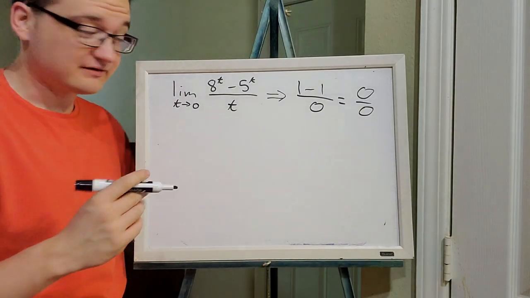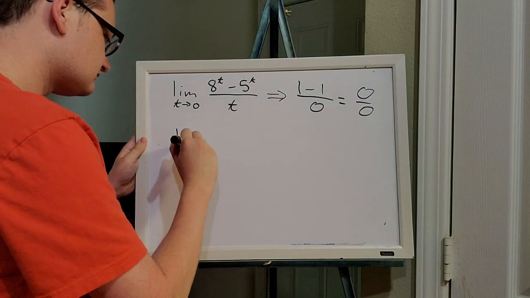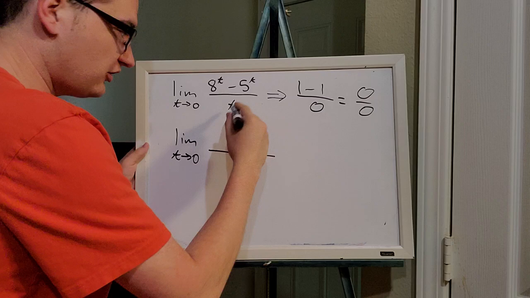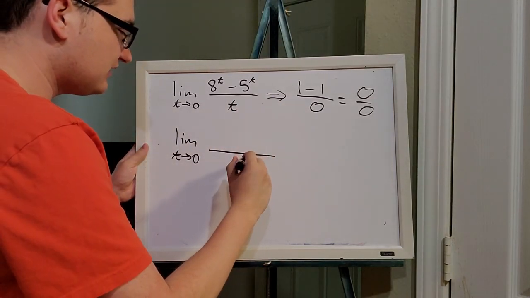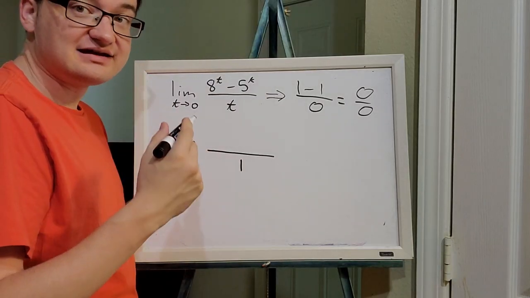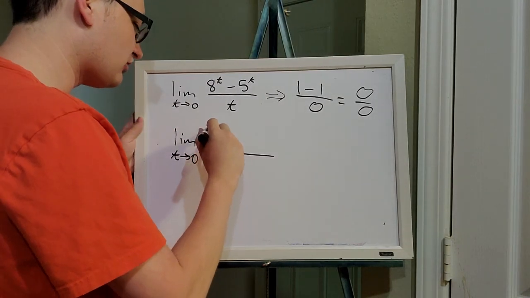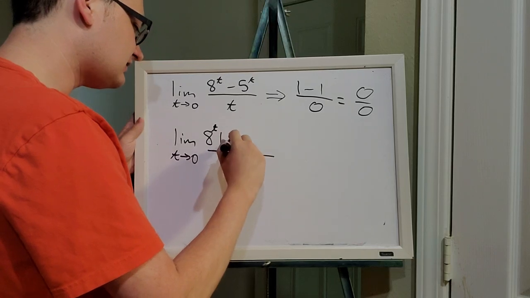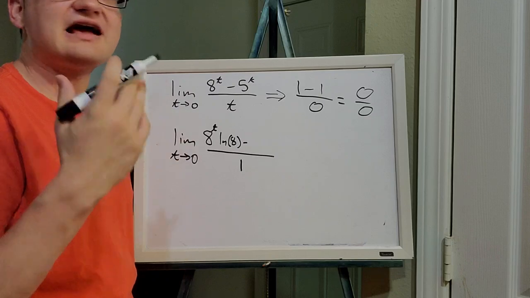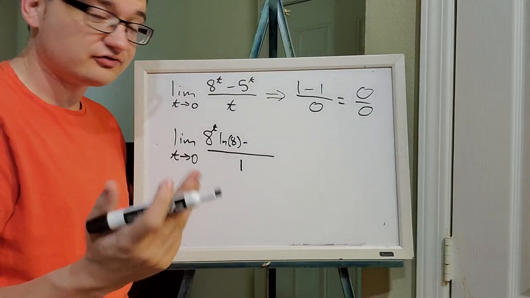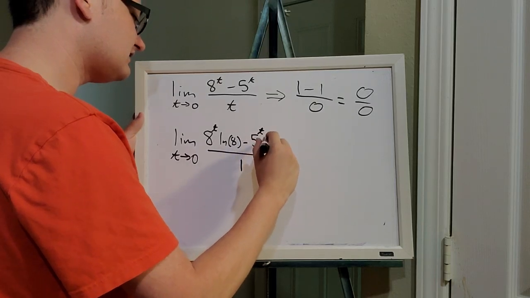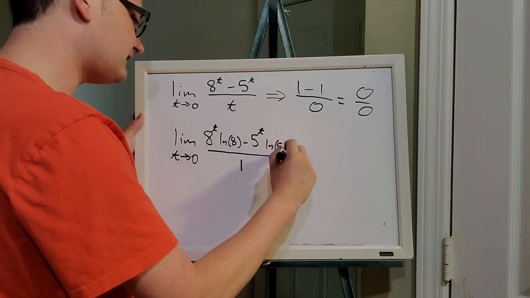L'Hopital's rule, we're going to take the derivative. Denominator isn't too bad. Derivative of t is 1. Derivative of 8 to the t, well, that's 8 to the t times the natural log of 8. If you remember our derivatives of exponentials, derivative of 5 to the t is 5 to the t times the natural log of 5.